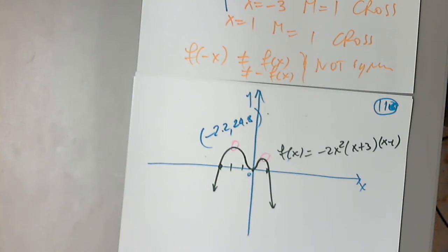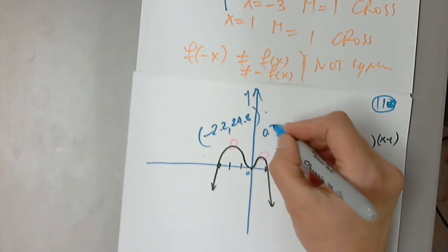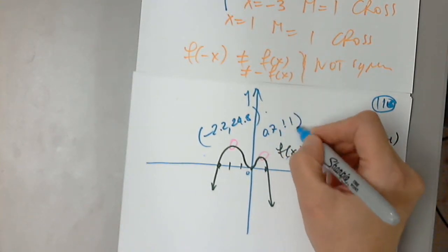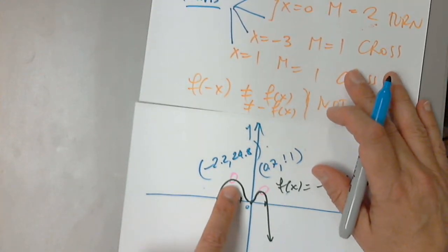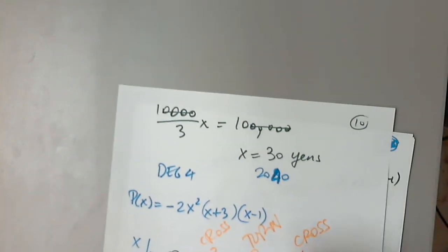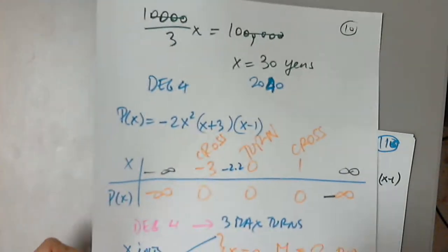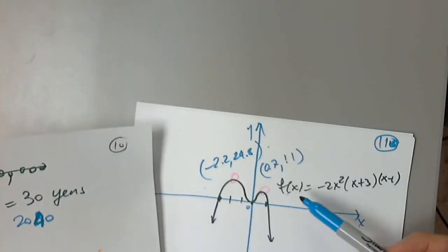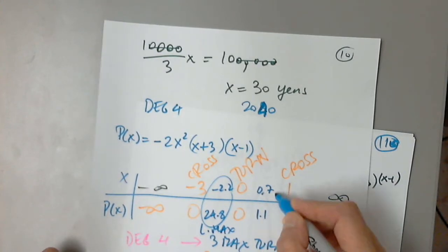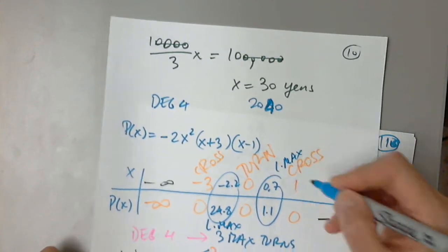I need to determine the other one between 0 and 1, so another max. Another max, which is 4, between 0 and 1. And it gives us a max at 0.7, comma 1.1. So these are two local maxes. Well, actually, this one is an absolute max as well. So I'll put them in the table: negative 2.2, 24.8, local max and also absolute. And this one is at 0.7, 1.1. So this is also a local max.